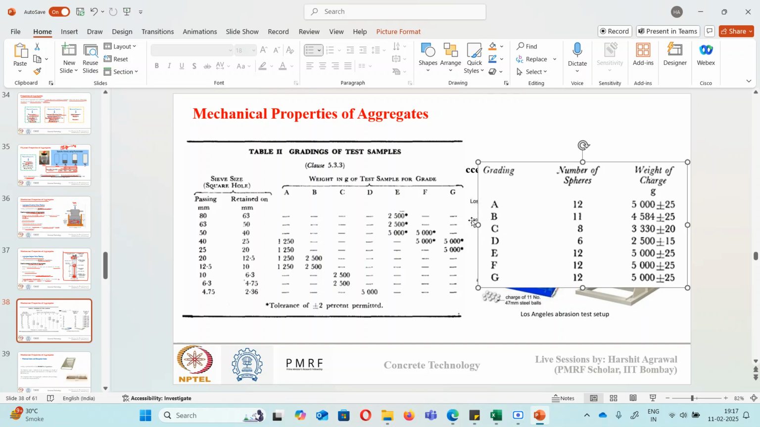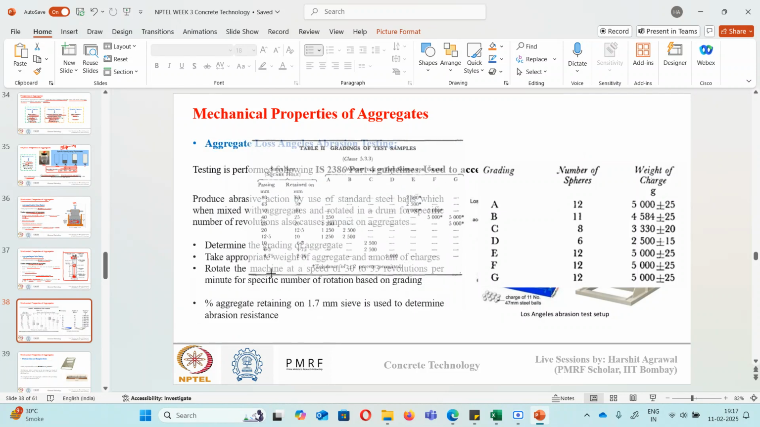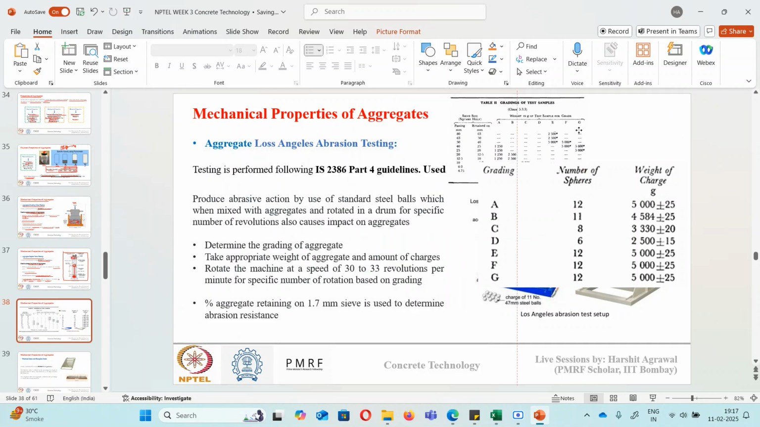Based on the grade that I have made, the number of steel balls to be taken will be determined. For grading A, I will require 12 steel balls. For B, I will require 11 steel balls. For C, it will be 8. For D, it will be 6, and so on. For grading A, B, C, D, the machine is rotated for 500 revolutions, and for grading E, F, G, the machine is rotated for 1000 revolutions. This is what is mentioned in the code.